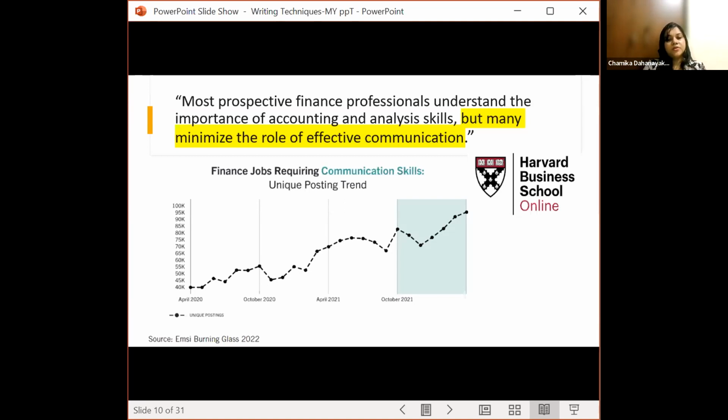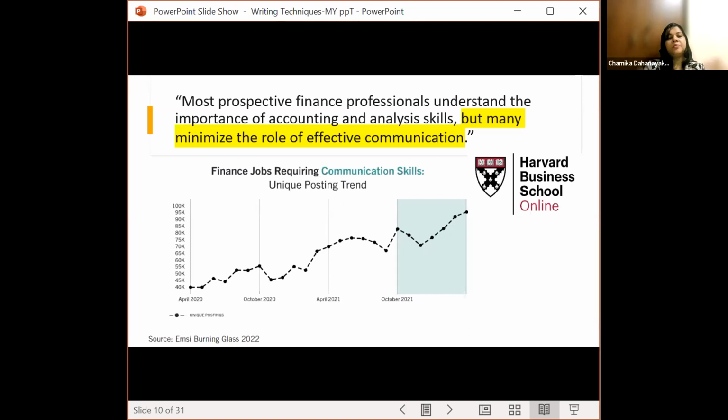So this is from Harvard Business School Online, and they were quoting from some other study, and they said most prospective finance professionals understand the importance of accounting and analysis skills, but many minimize the role of effective communication. So read it again and try to understand what they're saying. And then they said, the problem is, these are the latest statistics, right? From April 2020 to October 2021, the number of jobs requiring higher communication skills has grown very steadily over this period, and now it's at the highest point.